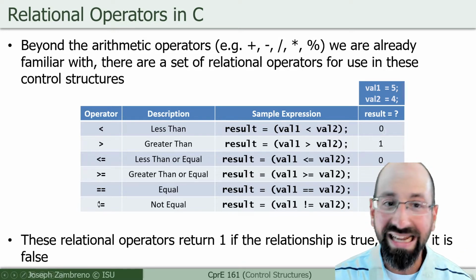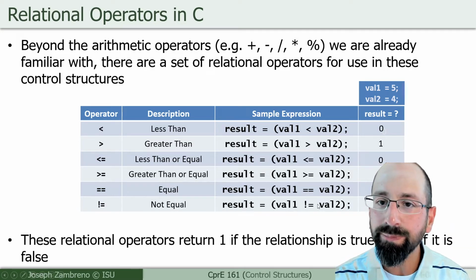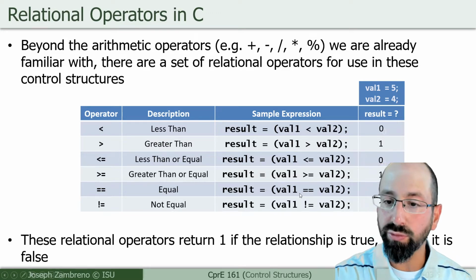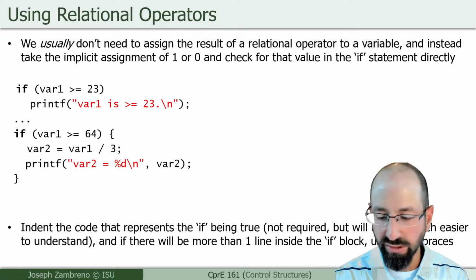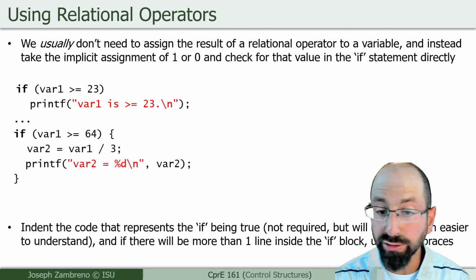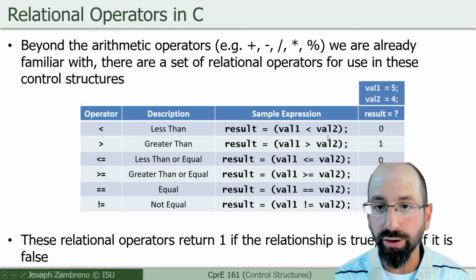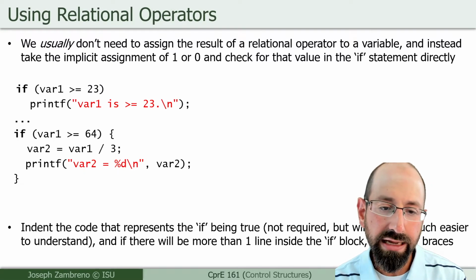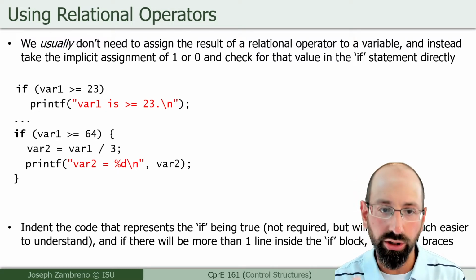There's also then the not equal operator. That's bang equal or exclamation mark equal in C. Val1 is not equal to val2. It would return a result of 1. We usually don't actually assign the result as shown on the previous slide to a variable for our relational operators. You can. This is perfectly valid syntactical C that we have here. It's much more common that we just take the relational operators, and that is what we're actually putting inside our if block in our code.